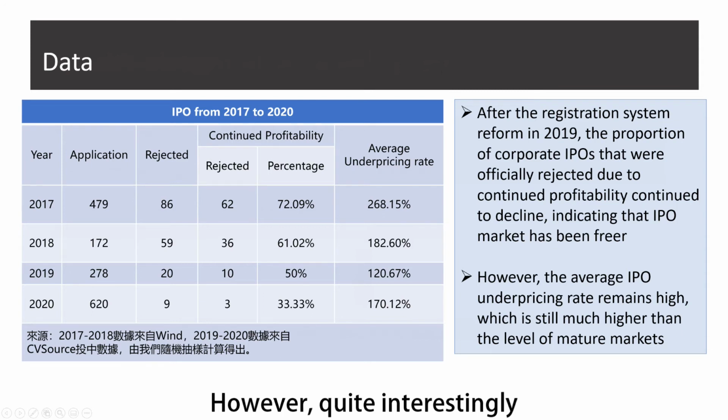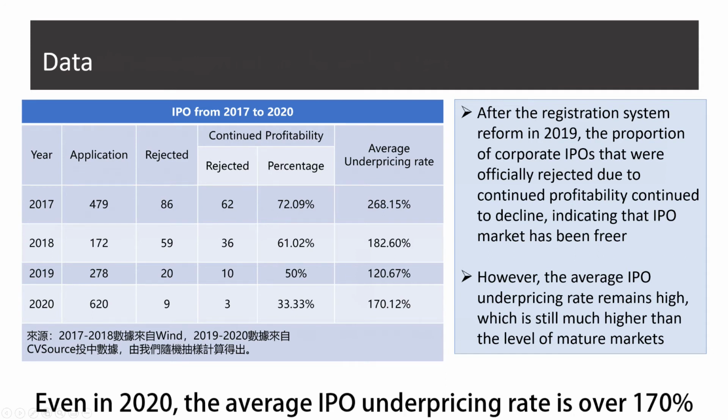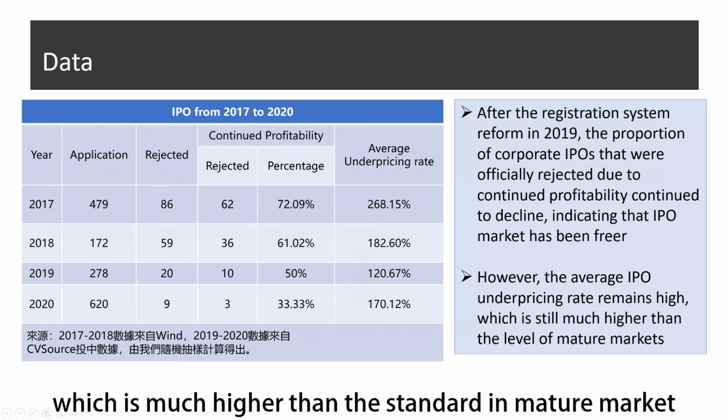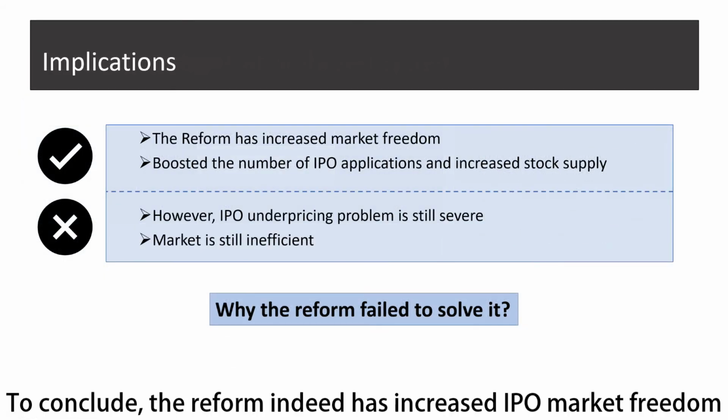However, quite interestingly, the IPO underpricing problem is still severe year by year. Even in 2020, the average IPO underpricing rate is over 170%, which is much higher than the standard in mature markets. To conclude, the reform indeed has increased IPO market freedom.